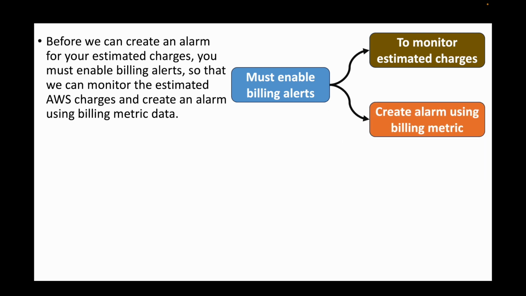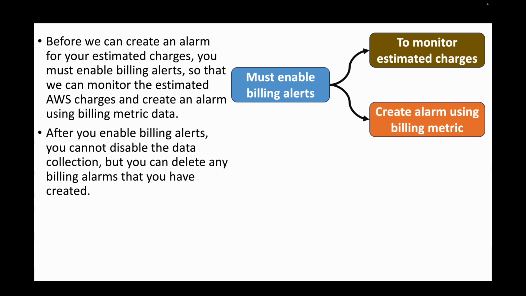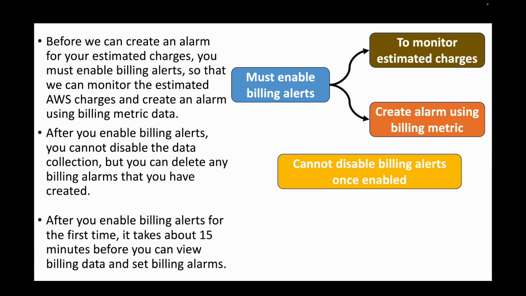All right. Now, after you enable the billing alerts, you cannot disable it. So another important point to remember is you can enable the billing metric, but then you cannot disable it. So once you have enabled it, there's no way for us to disable that billing metric. But you can delete any alarms that you have created for the billing metrics.